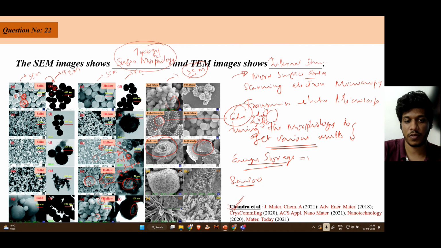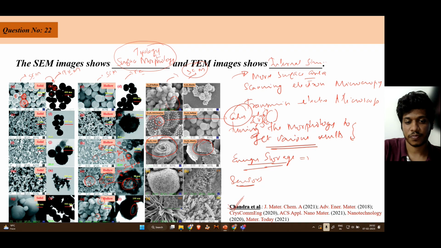For example, from this figure you can see there is a cactus-like morphology that has been obtained. This is an example for Cr2O3. Cr2O3 has this cactus-like morphology. It has some protrusions on the surface, and that can lead to proper channels for the electrolyte flow, and that can cause an increased performance. So all this can be analyzed through these SEM images.